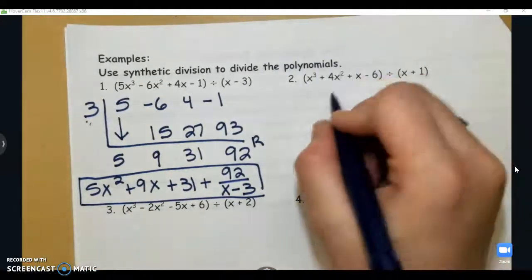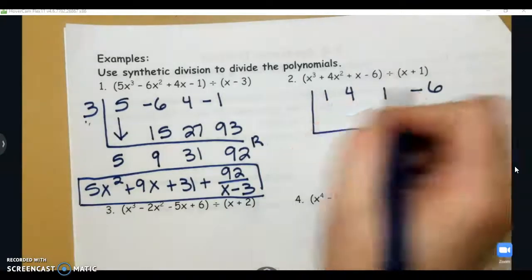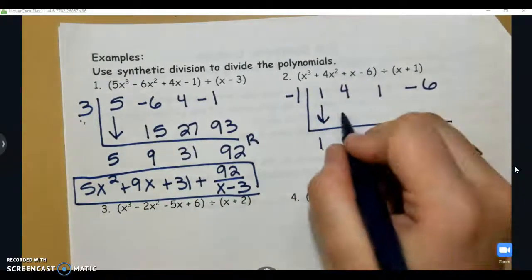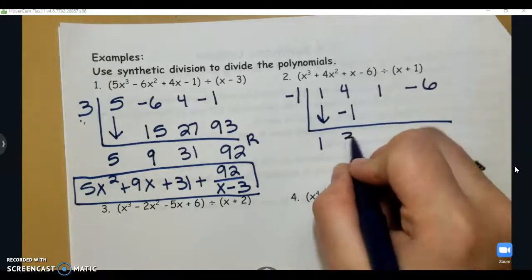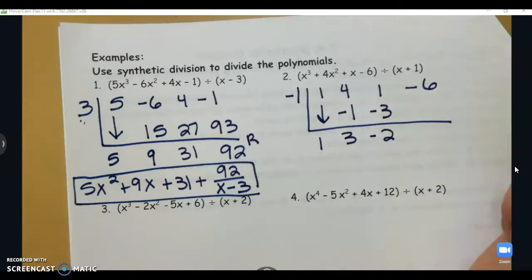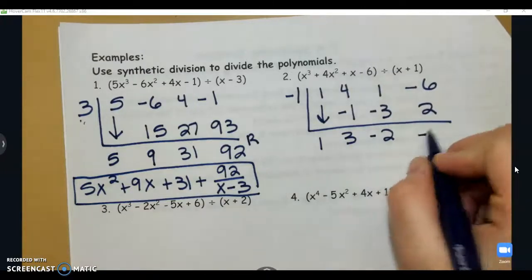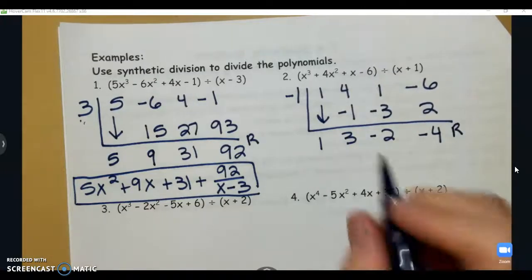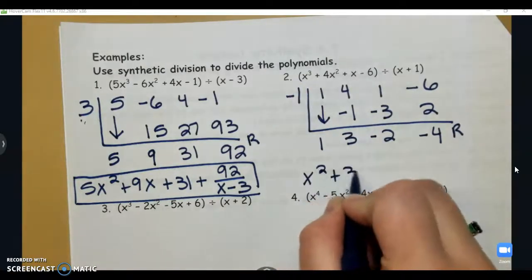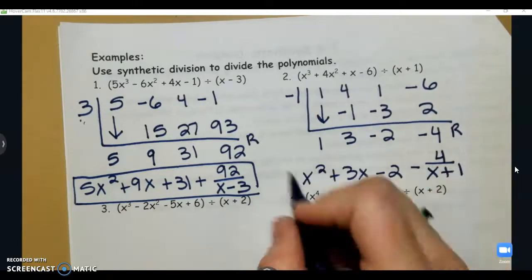Okay. Let's go again on number 2. I'm going to pull in all of my coefficients. Here k is negative, so we're going to be dividing by positive 1. Bring down our first term. 1 times negative 1 is negative 1. Add that to 4, I get positive 3. Multiply by negative 1, I get negative 3. Add that to positive 1, I get negative 2. Multiply by negative 1 gets me positive 2. Add that to negative 6, and my remainder is negative 4. So again, starting with 1 power less than I started with, that's going to be x squared plus 3x minus 2 minus 4 over x plus 1.